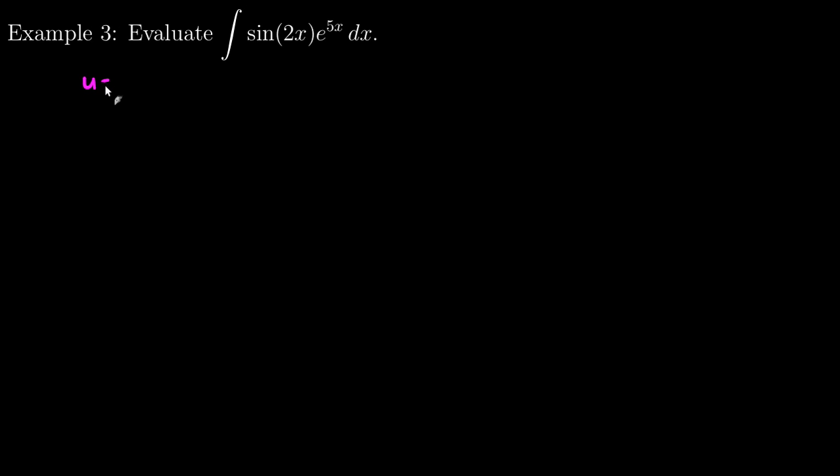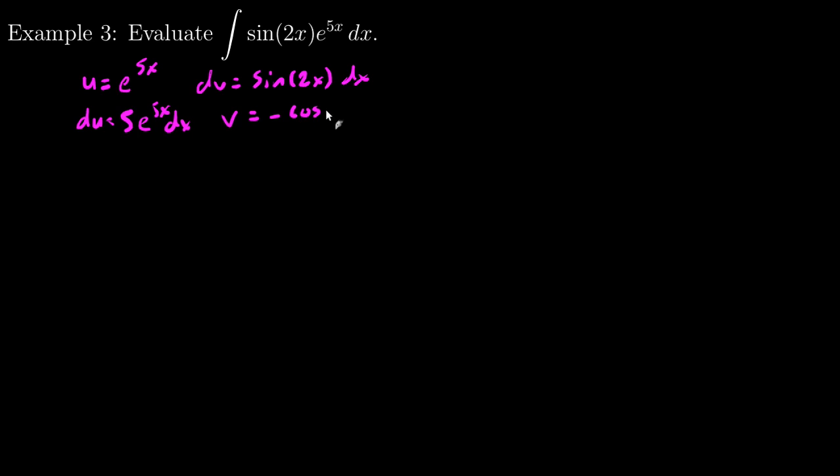I'll let u equal, sorry, not that one. LIPET, so e to the 5x. It doesn't really matter for this problem, but I'll do it this way. u equals e to the 5x and dv equals sine of 2x dx. And that means that du is 5 e to the 5x dx, and v is going to be negative cosine of 2x over 2.